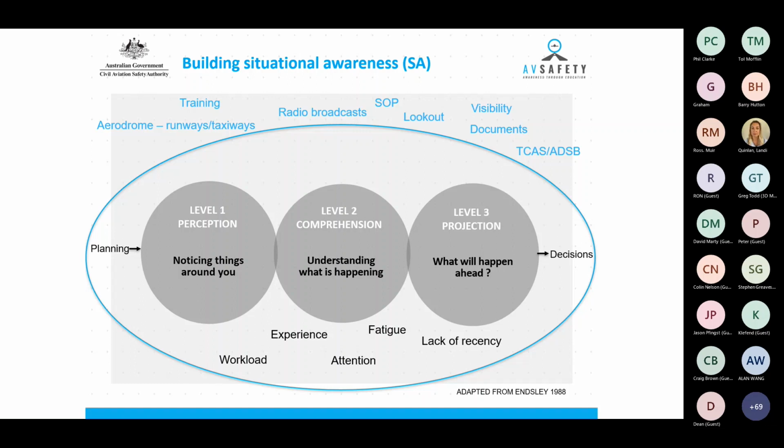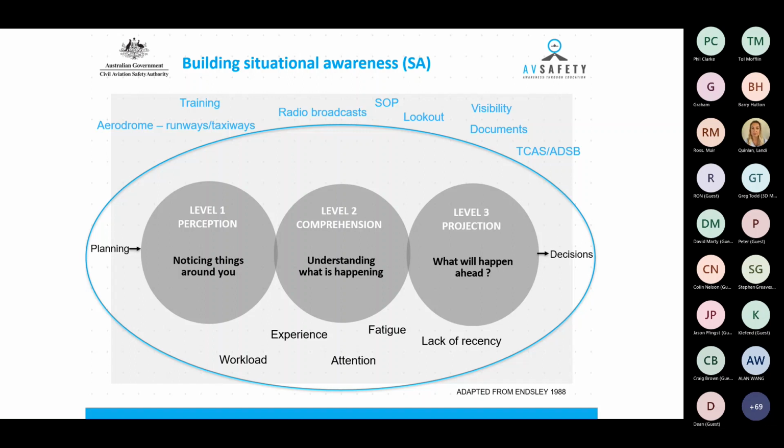And as you can see there, there are those 3 levels: perception, level 1, building to comprehension, level 2, and then to projection, or projecting ahead, which is the 3rd level of situational awareness. Prior to doing that, you need some sort of preparation and planning, as you can see there at the beginning of the diagram. And when you progress through those particular levels of situational awareness development, out the end pops the decisions that we need to make, those safety critical decisions as a pilot that we make to maintain the safety of our particular operation.